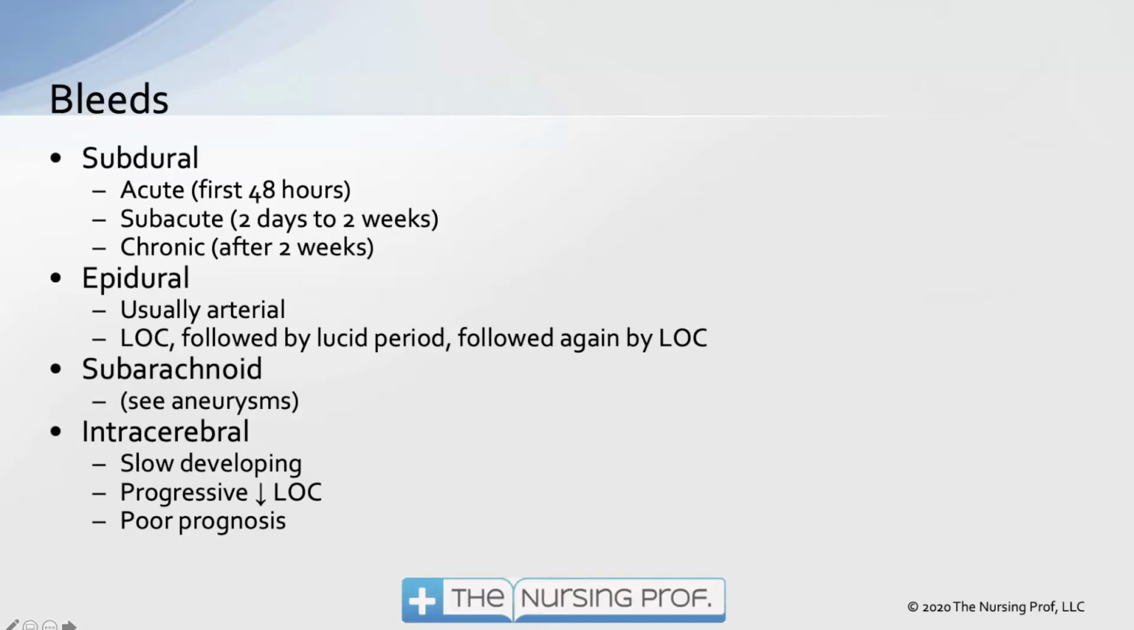So subdural is encapsulated. It's between the dura and the skull, so we can pull it out. Epidural, we can still pull it out. It's encapsulated. So these are the types of bleeds that we could just make a burr hole, or we could take the patient to surgery and we can remove that blood. But in an intracerebral bleed, where we have bleeding directly into the brain tissue, we can't remove that. So it can be associated with a very poor prognosis.